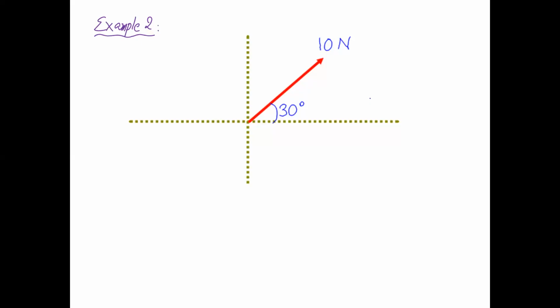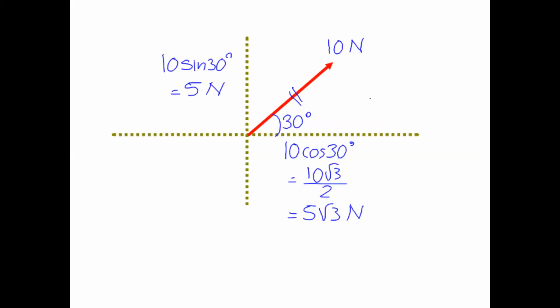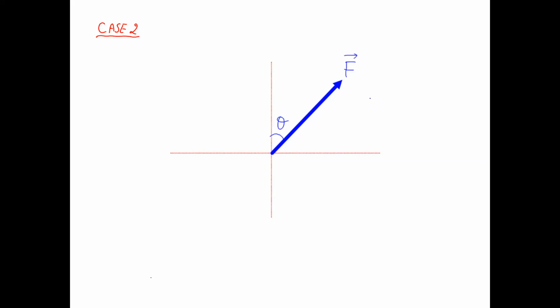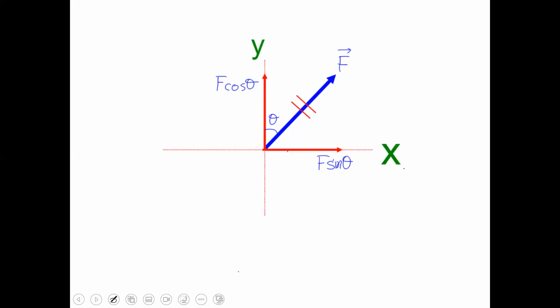For F sin theta it's 5, and for F cos theta, it's 10 cos 30, which is 5 root 3. Very good. Look at case number 2 and especially see the angle. I have marked the angle now with my y-axis. This is a very important concept: cos theta comes where the angle is marked. So the angle is marked here.